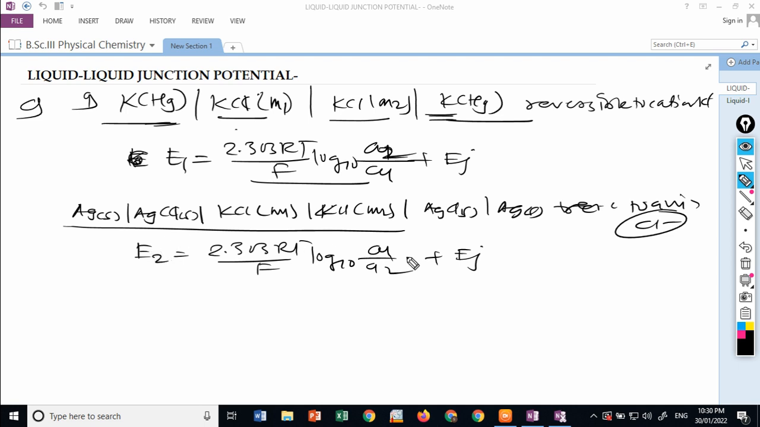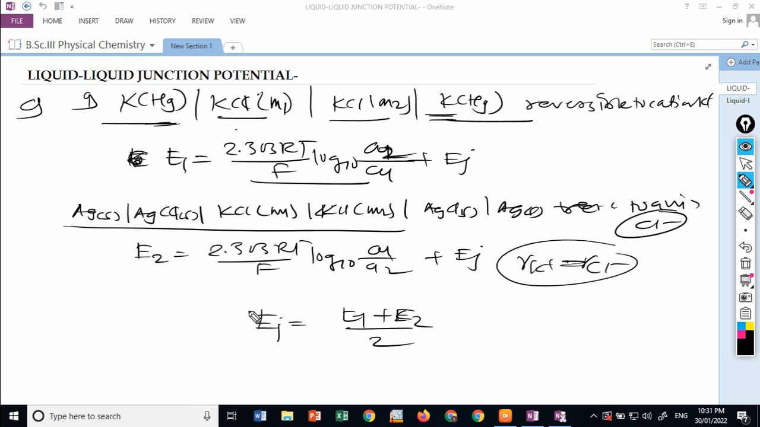Now putting the activities gamma K plus equal to gamma Cl minus, we get the liquid junction potential equal to E1 plus E2 divided by 2. So this is the third method by which we can easily determine the liquid junction potential. I hope you will understand this after watching the video.